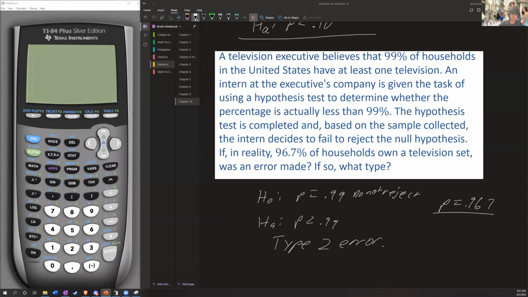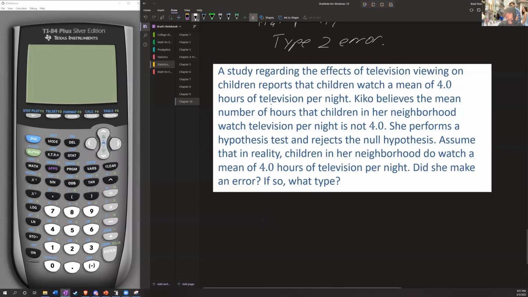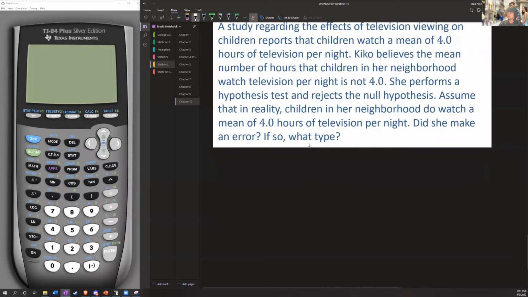Let's do one more here. A study regarding the effects of television viewing on children reports that children watch a mean of 4 hours of television per night. Kiko believes the mean number of hours that children in her neighborhood watch per night is not 4.0. She performs a hypothesis test and rejects the null hypothesis. Assume that in reality, children in her neighborhood do watch a mean of 4 hours of television per night. Did she make an error? If so, what type?